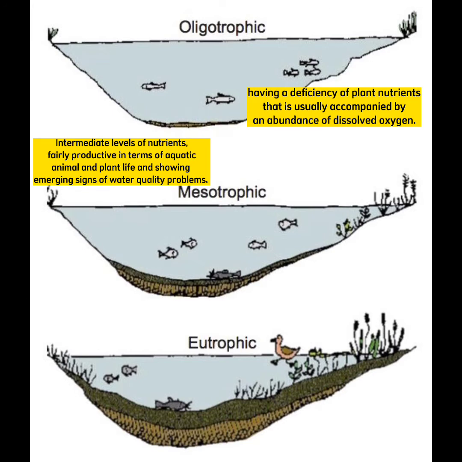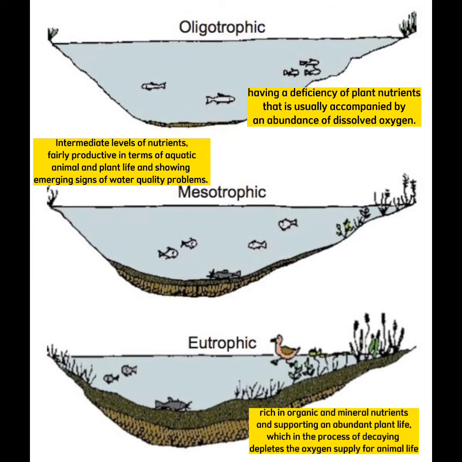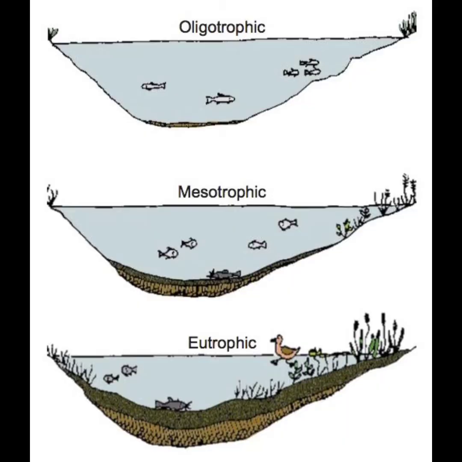And the last type of water body is eutrophic. Eutrophic is rich in organic and mineral nutrients and supports an abundant plant life, which in the process of decaying depletes the oxygen supply for animal life.